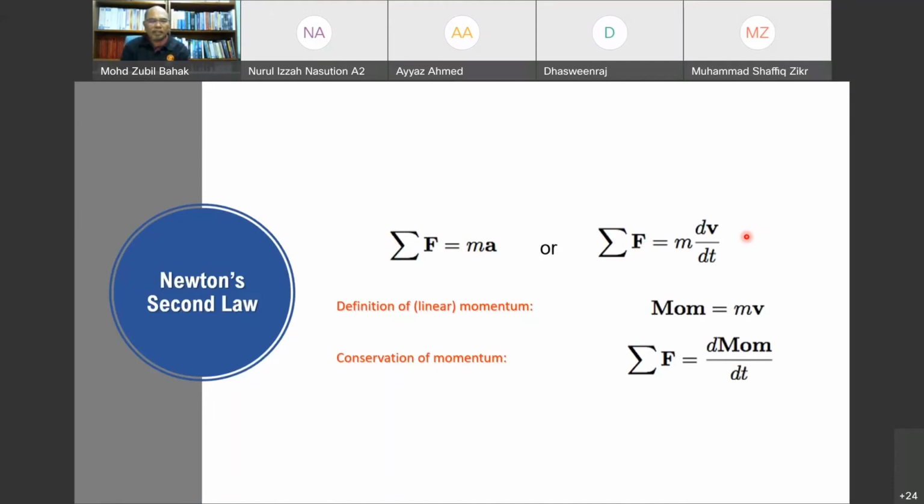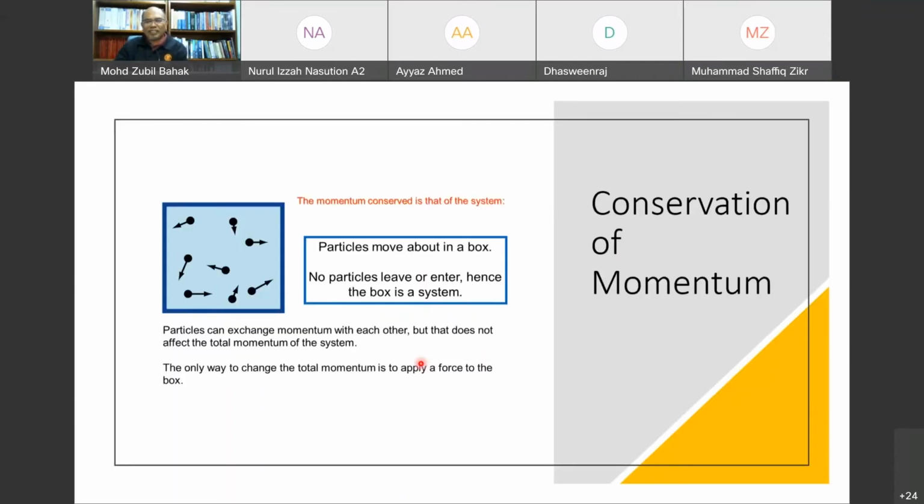The definition of linear momentum is momentum equal to m times v. So for conservation of momentum, we said the summation of force is equal to d momentum over dt. Okay, so conservation of momentum.